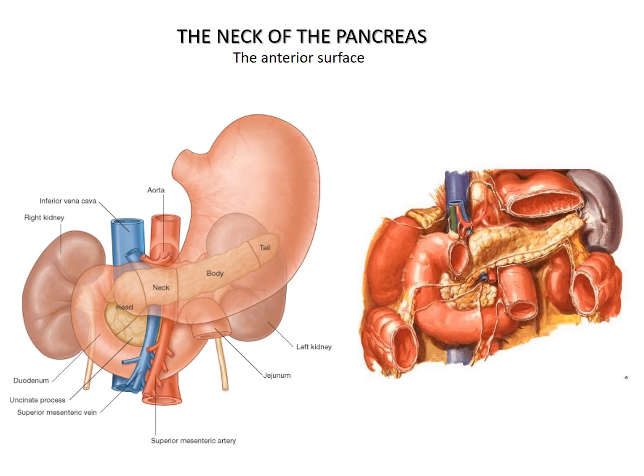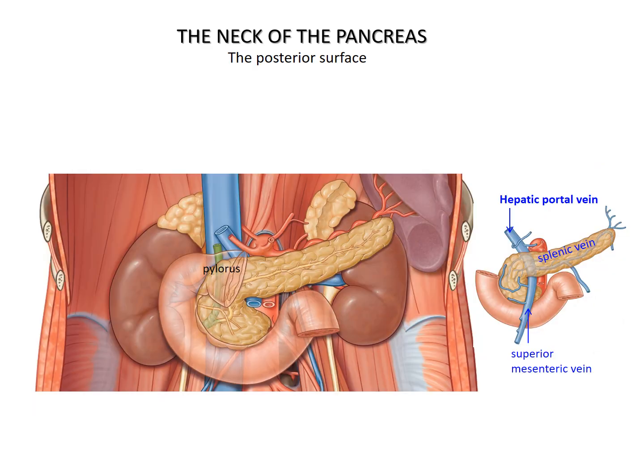The neck of the pancreas is a slightly constricted part of the gland which connects the head with the body. It is directed forward, upwards and to the left. Its anterior surface is covered with peritoneum. It is related to the pylorus of the stomach. The posterior surface of the neck of the pancreas is related to the superior mesenteric vessels. Behind the neck, the superior mesenteric vein joins the splenic vein to form the hepatic portal vein.